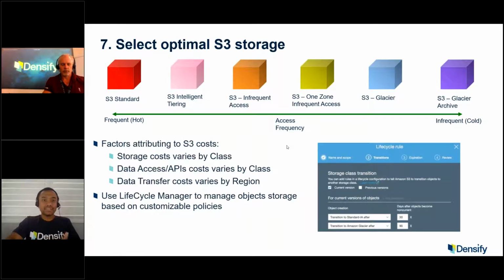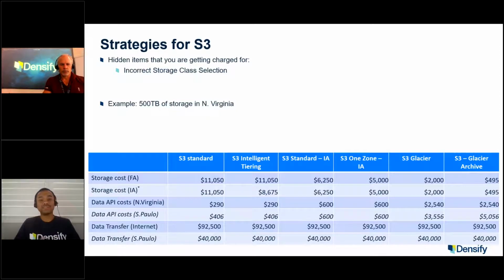Okay. And I'll give you an example. We'll walk through this. I've actually looked at the pricing calculator and built this table out here. Let's take a look at this example. Assume you have 500 terabytes of storage here in S3 in Northern Virginia, and assume they're frequently accessed. I'm looking at the actual cost per gigabyte. I pulled them out across the various tiers here, as you can see. And you can see that storage cost is $11,050 for S3 Standard. If I want S3 Infrequent Access, it's around $6,250. One Zone IA is $5,000, and Glacier's all the way down to $495.